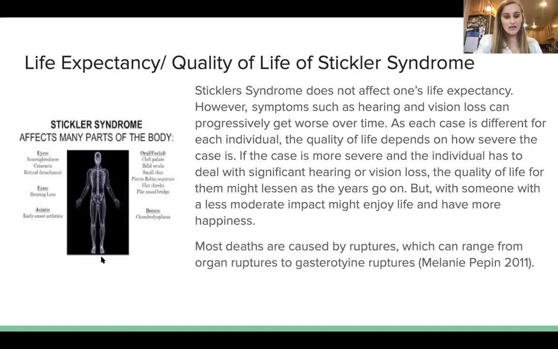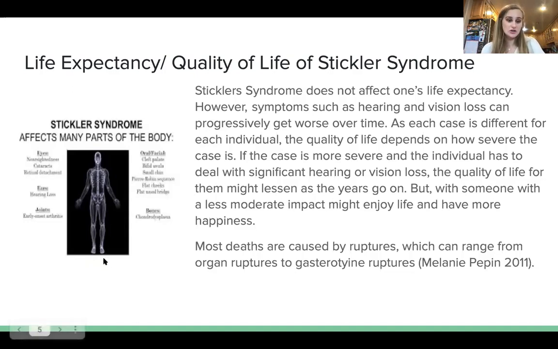Most deaths are caused by ruptures, which I thought was very interesting, and can range from organ ruptures to gastrointestinal ruptures. I hope I'm saying that right. Like I said, obviously some people that have Stickler syndrome just die of natural causes, but I thought the ruptures were very different, and you just don't find that in a person without Stickler syndrome.